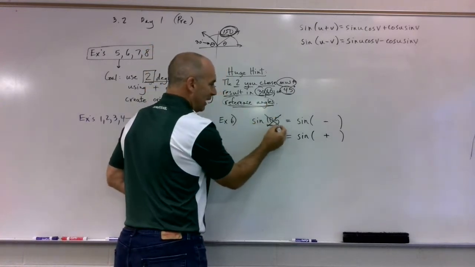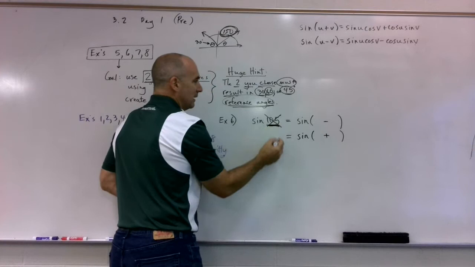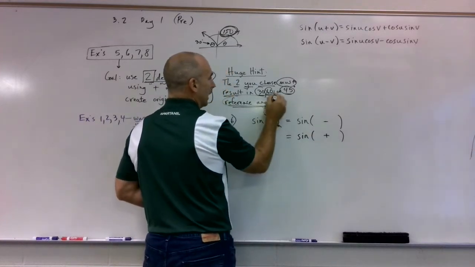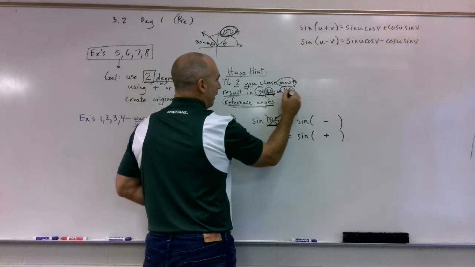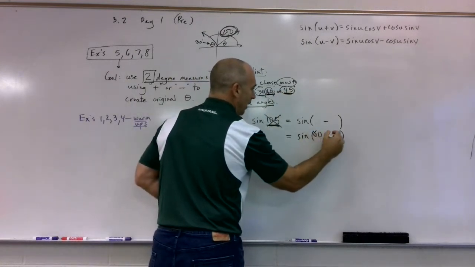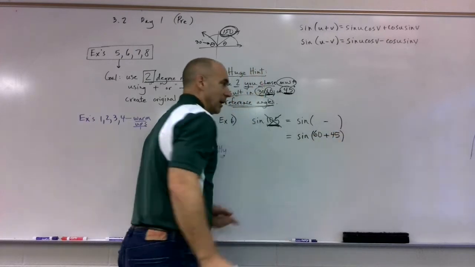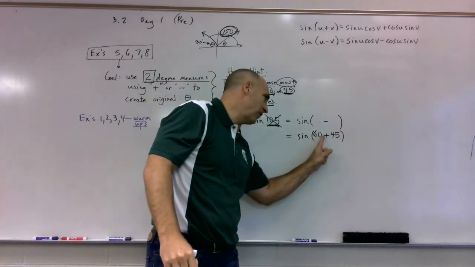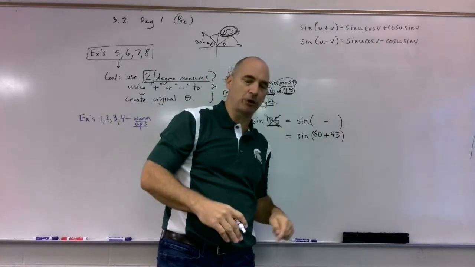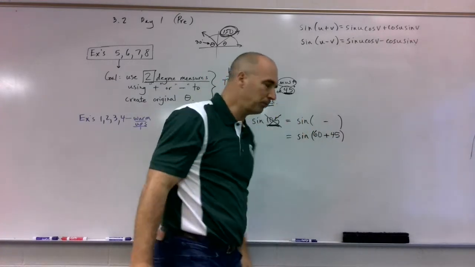Now for this first sample, 105, I'm going to concentrate on plus because something's already jumping out at me. Look at it. What's 60 plus 45? Well, it's 105. So I'm going to go 60 plus 45. Now a lot of students say, well, what if I went 45 plus 60? Don't worry about it. The formula will take care of it for you. So the order doesn't matter.